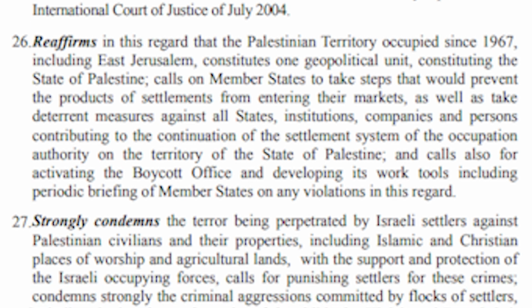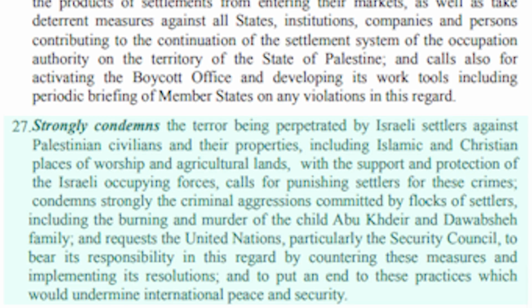Clause 27. Strongly condemns the terror being perpetrated by Israeli settlers against Palestinian civilians and their properties, including Islamic and Christian places of worship and agricultural lands, with the support and protection of the Israeli occupying forces. Calls for punishing settlers for these crimes.